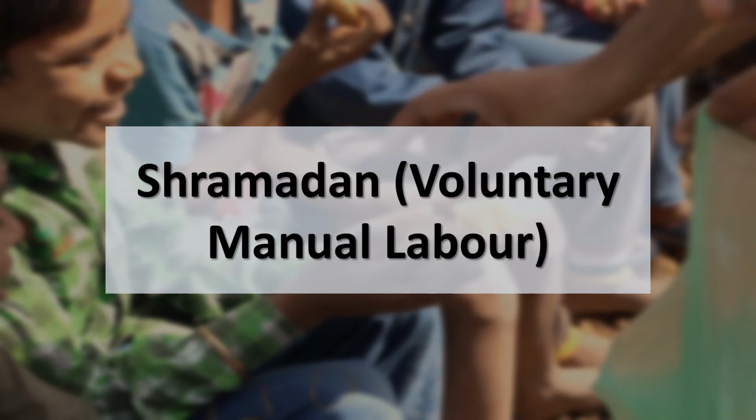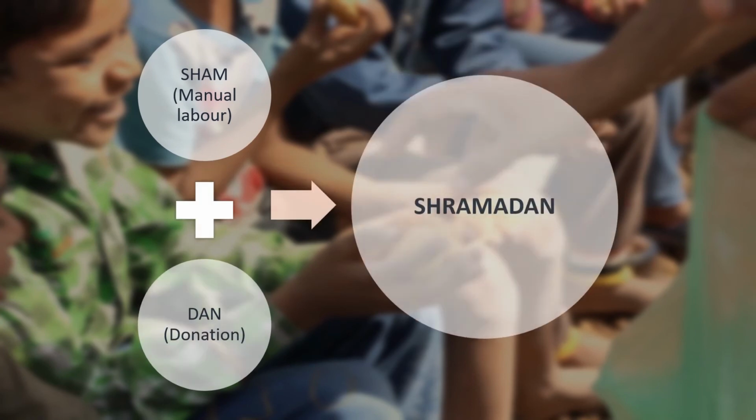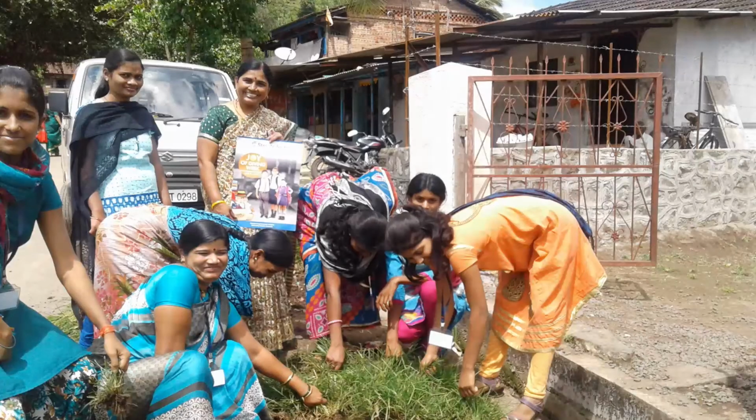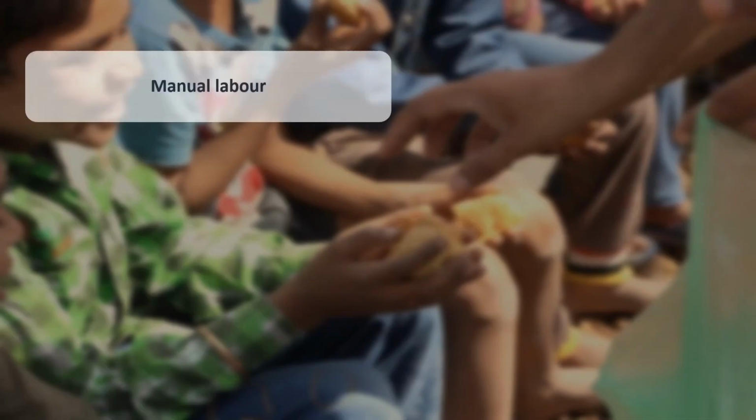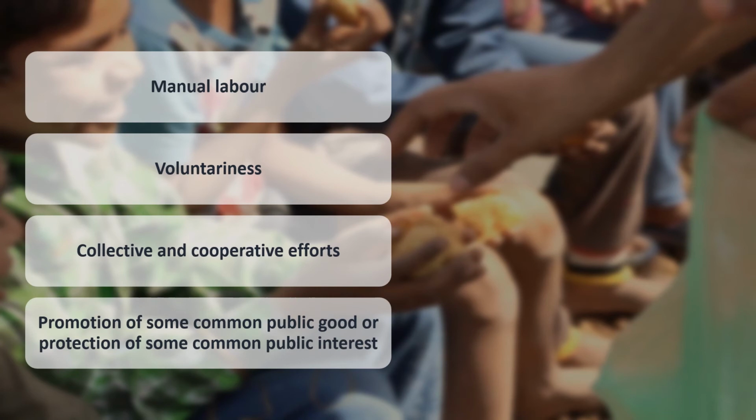Shramdan, voluntary manual labor. There is a general tendency among people to label Shramdan as social work, which is thoroughly incorrect and misleading. Shramdan has its origin in Hindi. It consists of two words, shram, manual labor, and dan, donation. Taken together, they mean the act of doing labor voluntarily to promote collective good through some kind of work of construction or plantation. The important characteristics of Shramdan are manual labor, voluntariness, collective and cooperative efforts, and promotion of some common public good or protection of some common public interest.